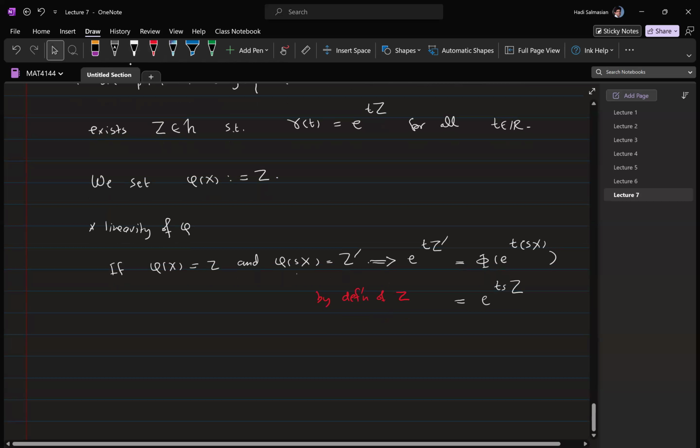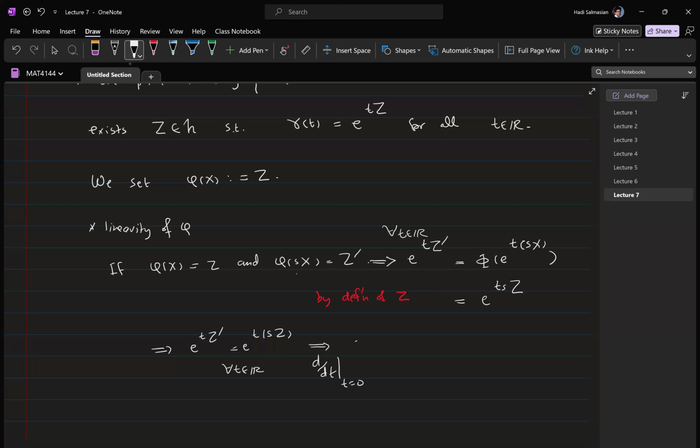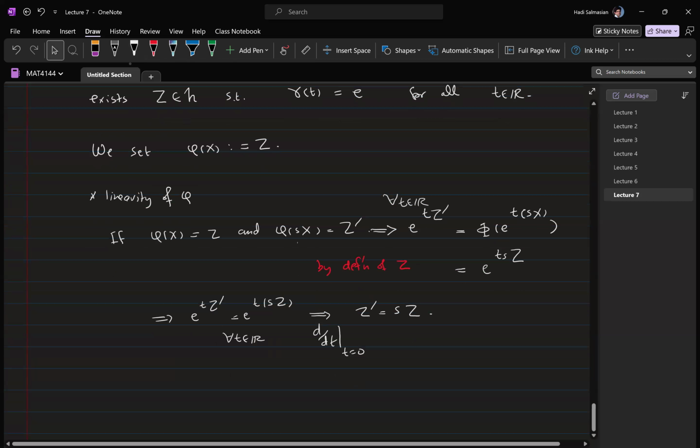So I have verified that this is true for every t, right? So e to the tz prime equals e to the t times sz. This is for all t. And now again, by this differentiation trick, if you differentiate both sides, which you can, since it's an exponential, you differentiate at t equal to 0. On the left-hand side, you get this z prime, and on the right-hand side, you get sz. Okay, so it's easy.